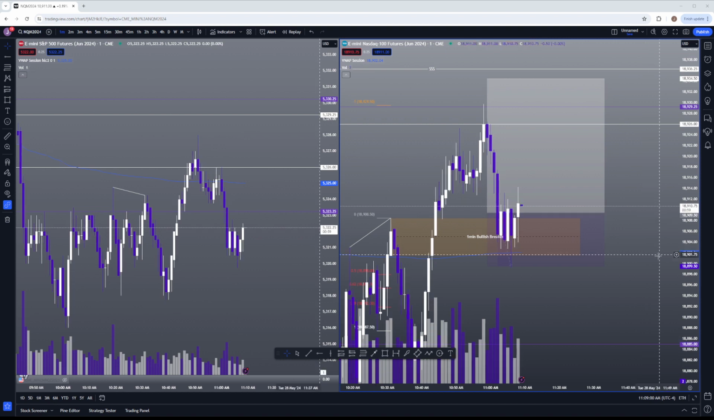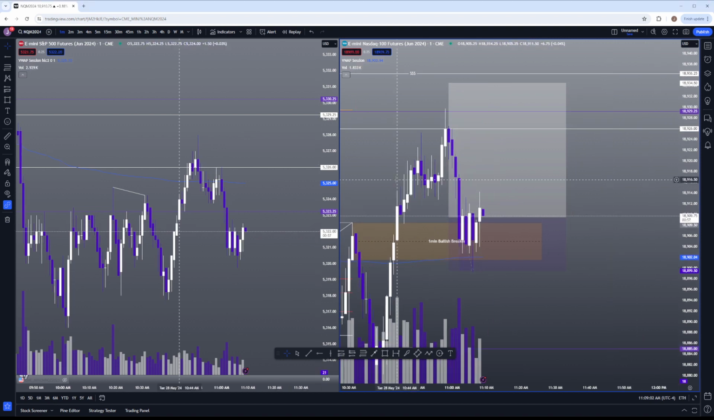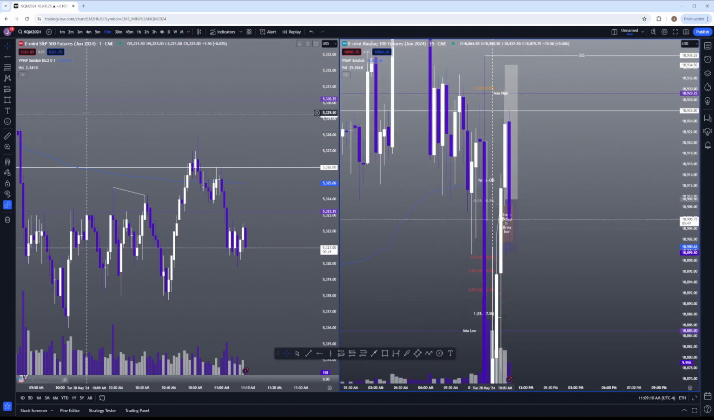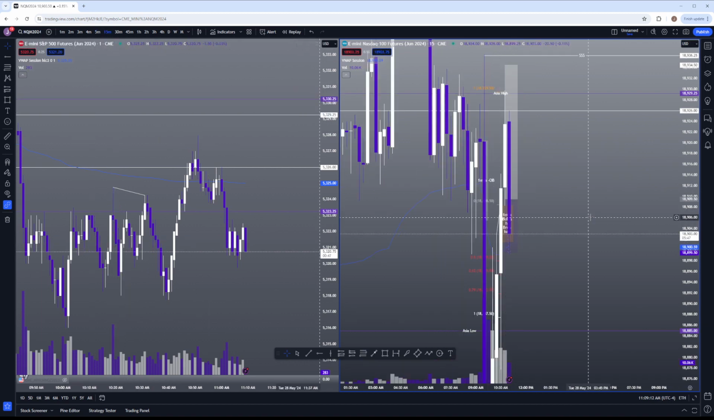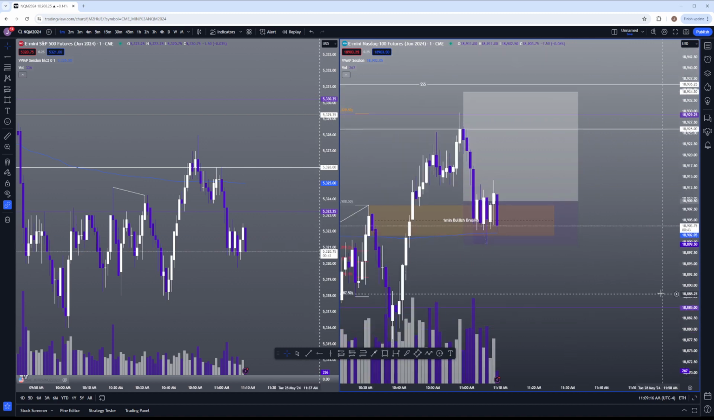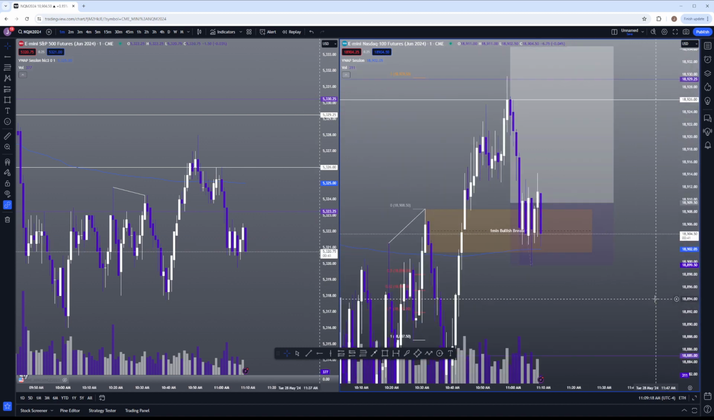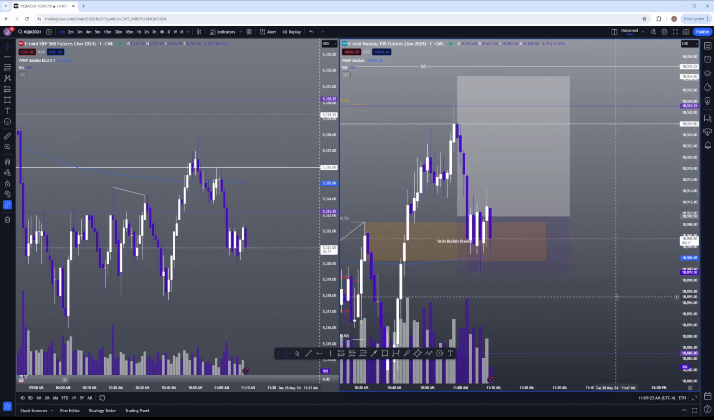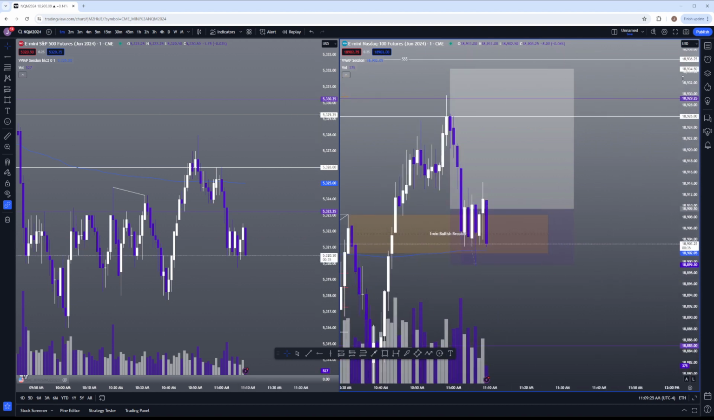See what happens here. I mean, I'm still liking our reaction, but we're just chopping too much right now for me to want to get re-entry. I don't like that reversal pattern on the 1-minute. And we're obviously still respecting these support levels. Just don't like this chop right now.